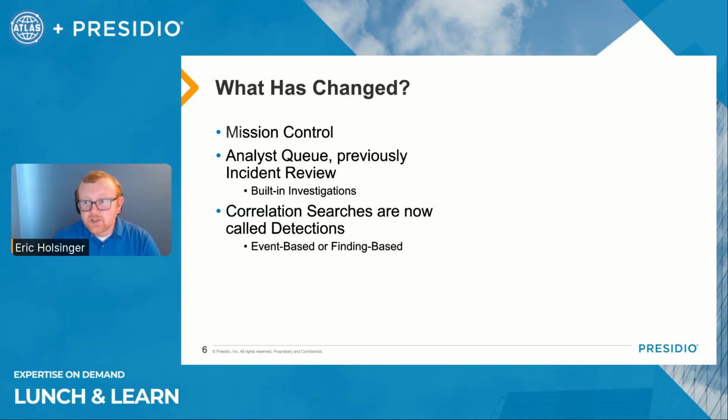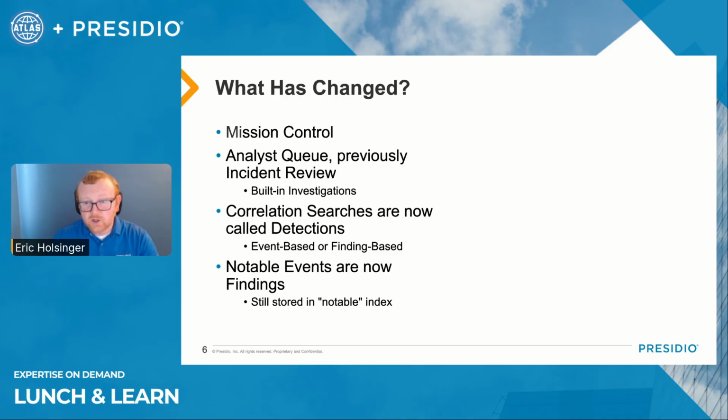Correlation searches, like I mentioned, are now called detections. We'll deep dive into that as well. And from there, you have two new types of detections now. You have event-based and finding-based, which we'll talk about in just a second. And then notable events are now findings.